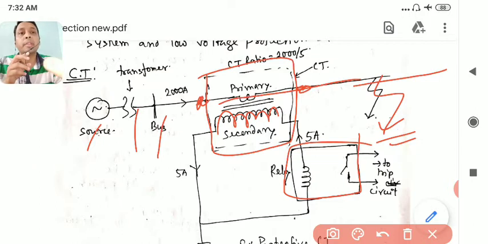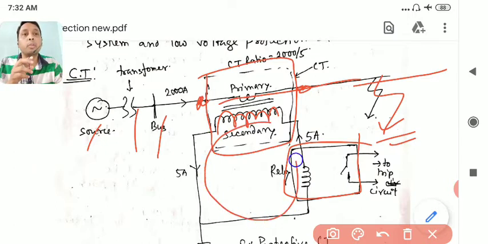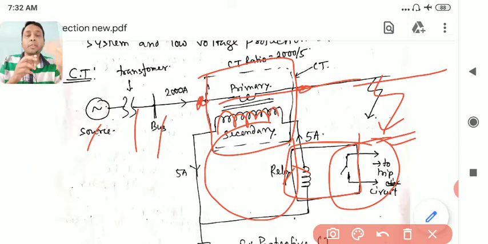Relay will sense; generally the standard CT secondary current is 5 ampere or 1 ampere. That's why I have written 5 ampere here. So this 5 ampere current will flow through the relay. The relay will sense it, and if it finds that it is crossing its threshold value, then it will give a signal to our trip circuit that we have already seen.